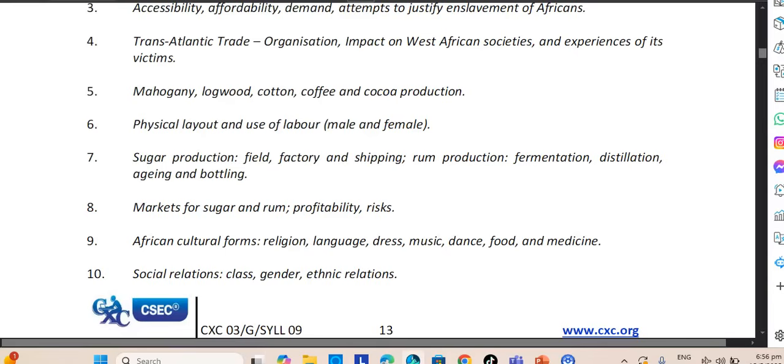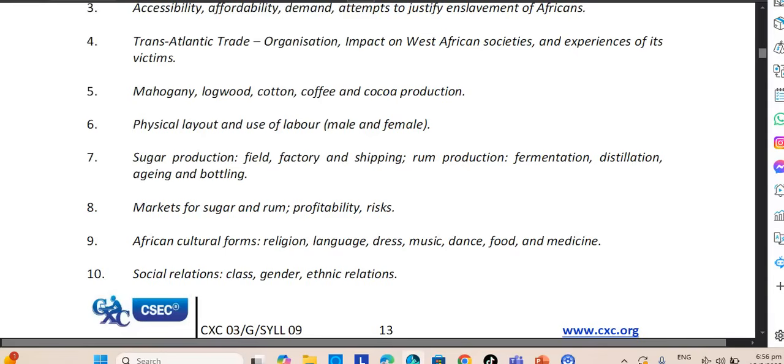Profitability and risk. For profitability, sugar and rum were highly profitable for plantation owners and colonial powers. Sugar became a luxury item turned necessity in Europe, driving continuous demand. Rum had multiple uses, consumption and trade, making it a valuable byproduct.